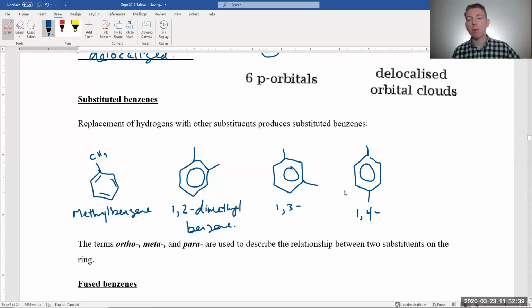And you'll see if we kept going up, 1,5, well, this would just be 1,3, and 1,6 is just 1,2 again. We just rotate them, right? So these are the options that we have, and we can also call them by different names.